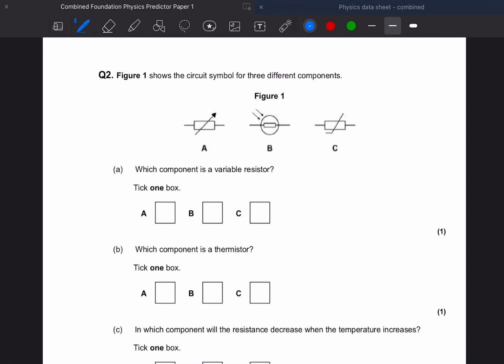Okay, question two. Figure one shows the circuit symbols for three different components. What component is a variable resistor?